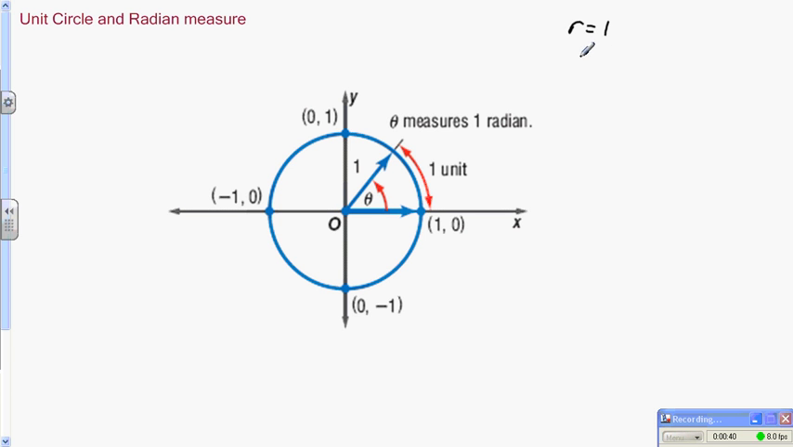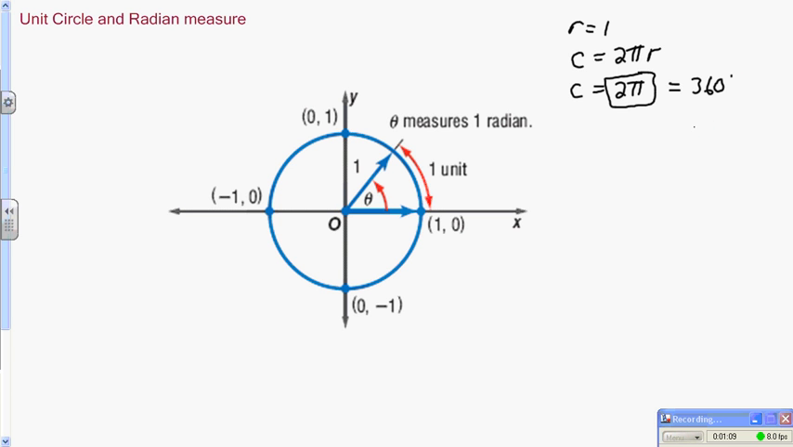Now let's think for a moment that if you have a radius of 1, then you could find the circumference by using 2 pi r. That's the formula for circumference. And if the radius is 1, then the circumference is 2 pi. So 2 pi represents one full circle. In other words, it's equal to 360 degrees.